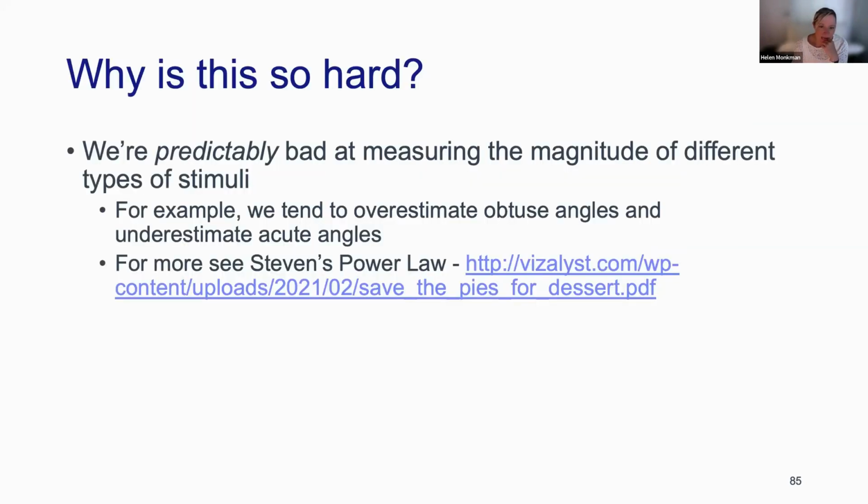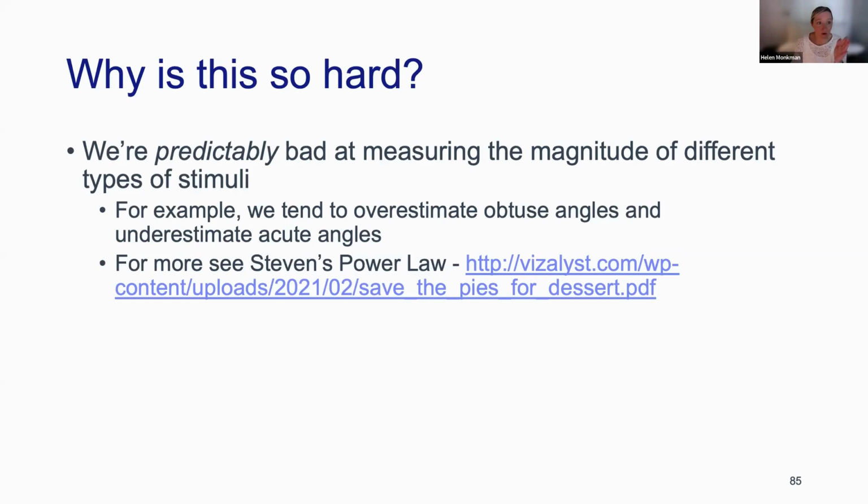So it's hard because we're bad at measuring the differences between different things. So we tend to overestimate obtuse angles. So we tend to say that something that's just over 50% is farther over than 50%. And we underestimate acute angles. And then there's more on these wild ways our brain works that are predictable. We have seen them over and over. So the idea is, let's not use that.